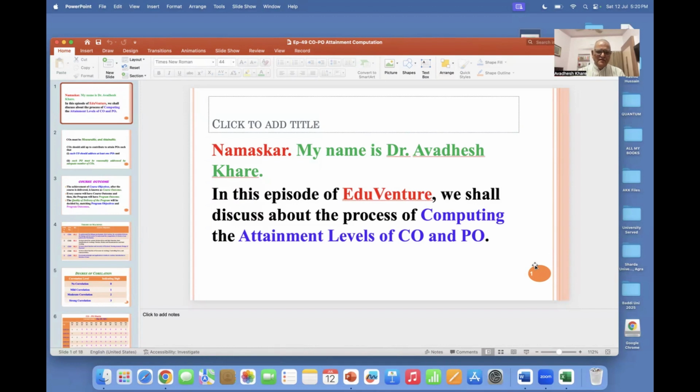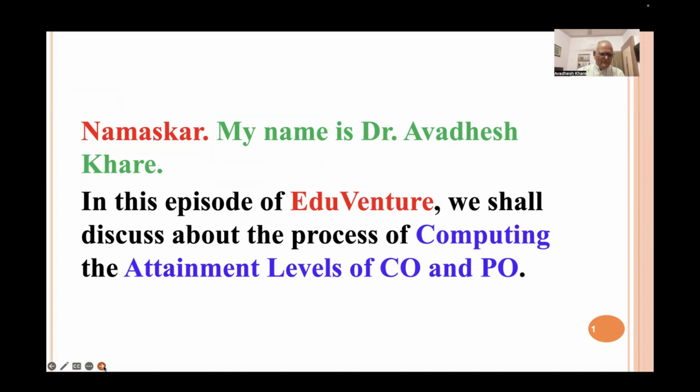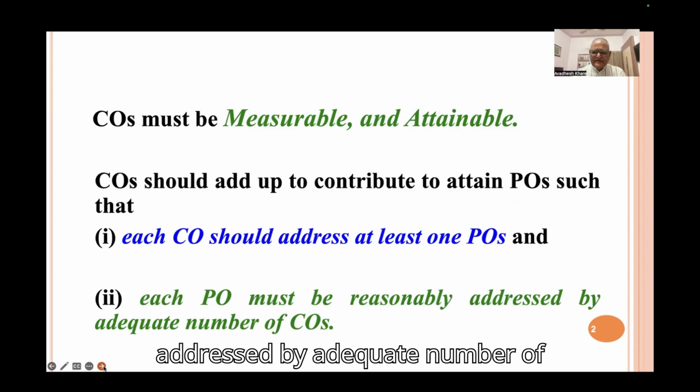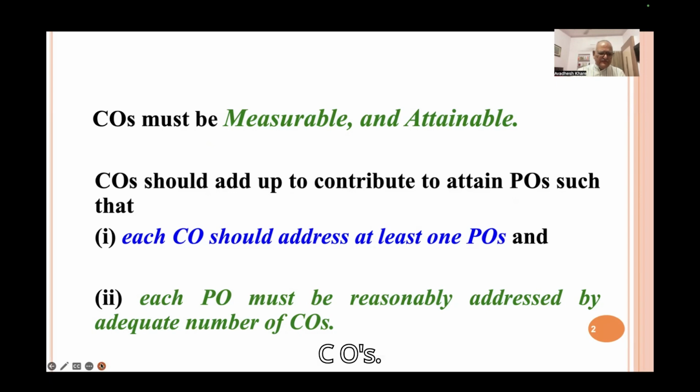In this episode of EduVenture, we shall discuss the process of computing the attainment level of CO-PO. COs must be measurable and attainable. COs should add up to contribute to attaining POs, such that each CO should address at least one PO, and each PO must be reasonably addressed by an adequate number of COs.